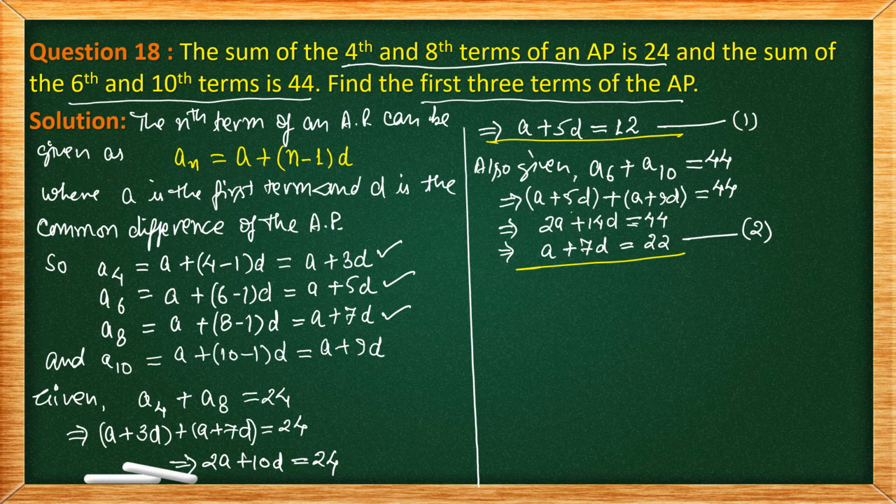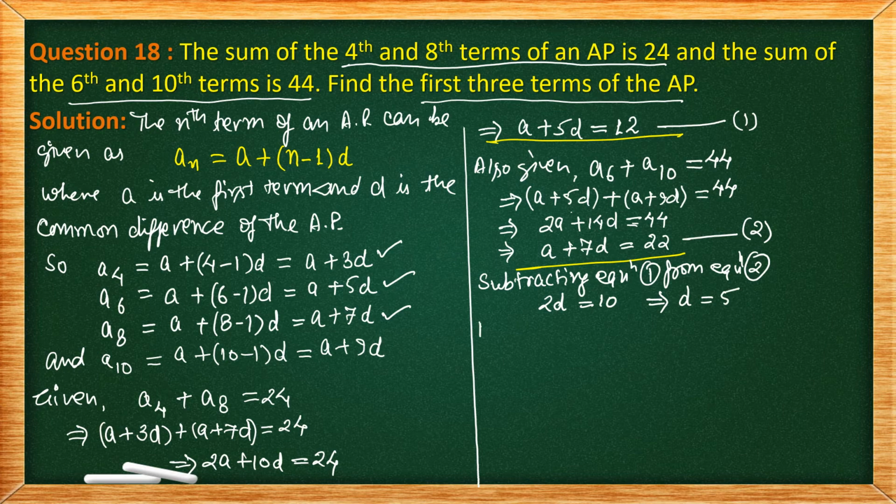Now first let's subtract equation 1 from equation 2. Subtracting equation 1 from equation 2, you can see a and a will be eliminated, and 7d minus 5d is 2d, and 22 minus 12 is 10. This implies that d is equal to 5.